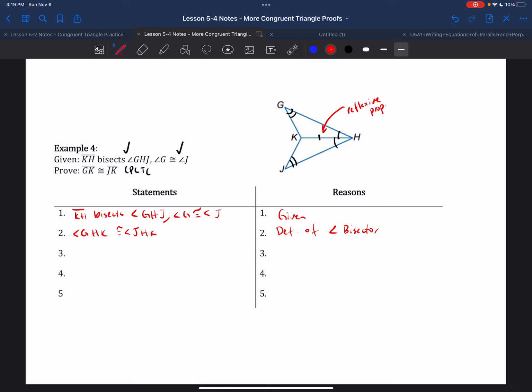Okay. Now, what else do I need to write? Did I forget something? We can say that KH is congruent to KH, right? Because these two triangles, again, they share the same side. So KH is congruent to KH. That's because of the reflexive property.